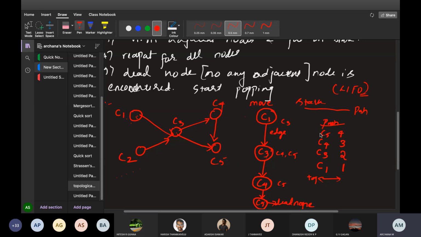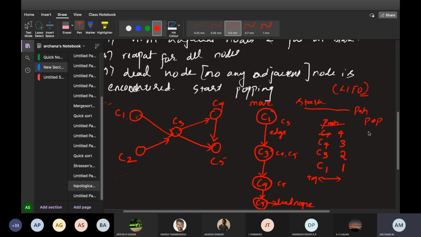This one has to be popped now, right? You have to pop from here. So now, first C5 is popped. Until you encounter that all the nodes have been visited, again you have to go back. Once I encounter a dead node, I have to go back and check whether any adjacent nodes are pending. Now I have encountered a dead node C5, so I have to pop this from the stack.